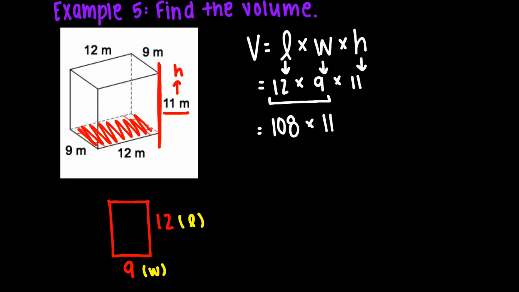So don't forget, you have to drop down that bottom or the third part. Just because you've done the first part doesn't mean you're done. And then your last step is to do that 108 times 11. And it gives you 1,188 meters cubed for your volume.